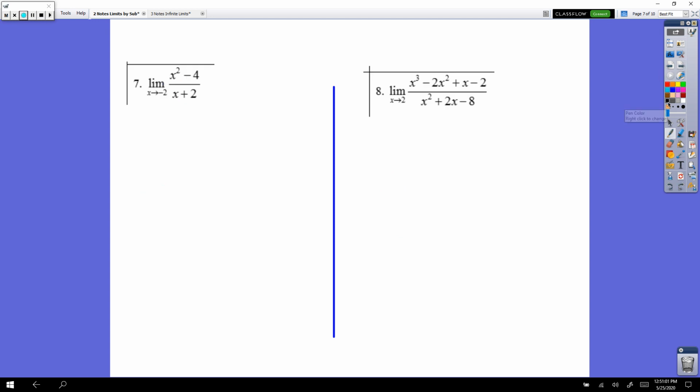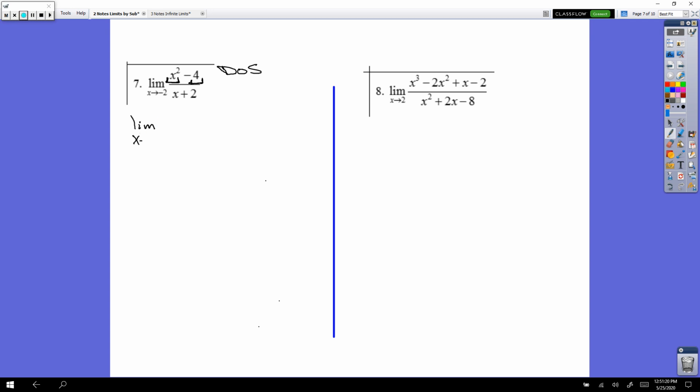Number 7. Plugging in negative 2 right away makes the denominator 0, so I need to try factoring. I notice I have a perfect square minus a perfect square. So this is going to be difference of squares. So the numbers I'm going to use in my pattern are x and 2.